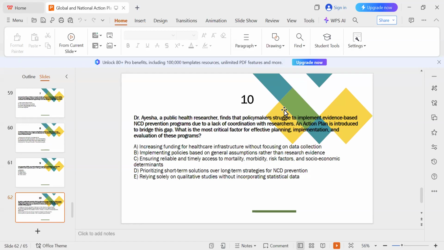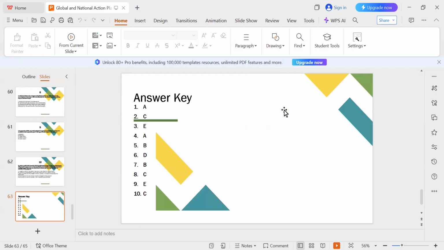Correct answer is Charlie. This is the key to all MCQs.